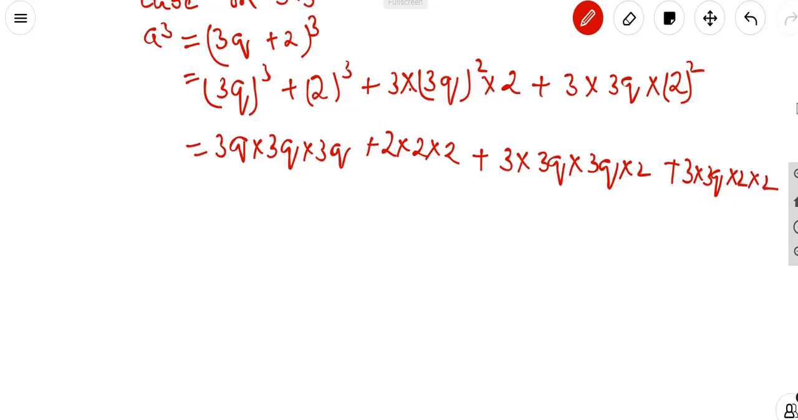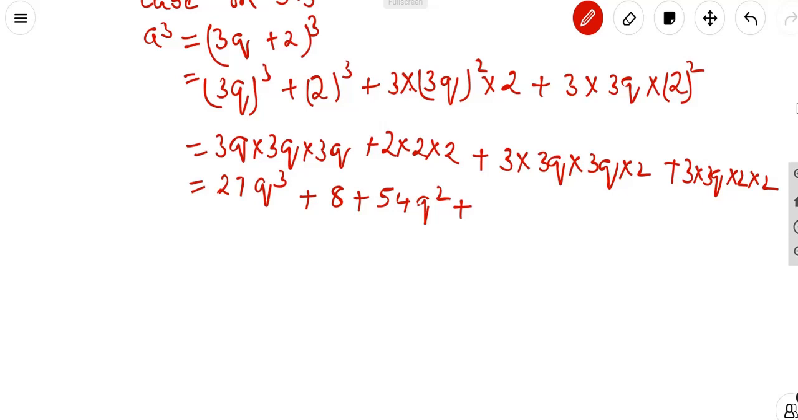So if you remove the power and write it in this form, you're going to get it like this. If you multiply this, 3 into 3 into 3 is what? 27q cube plus 8 plus, here also you have 3 into 3 into 3 into 2. If you multiply this, how much are you going to get? 3 3s are 9, 9 threes are 27, 27 twos are 54. So it is 54, and q into q is q square.